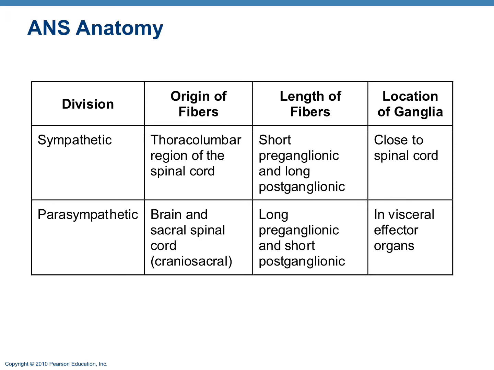Now, when we're looking at the divisions of the nervous system, the origins of the sympathetic nervous system come from the thoracolumbar region of the spinal cord. The parasympathetic come from the brain and the sacral region of the spinal cord. And if we look at the length of the fibers, you can see on the next picture, the preganglionic fibers of the sympathetic nervous system are short, and the postganglionic are long. For the parasympathetic, the preganglionic are long and the postganglionic are short.